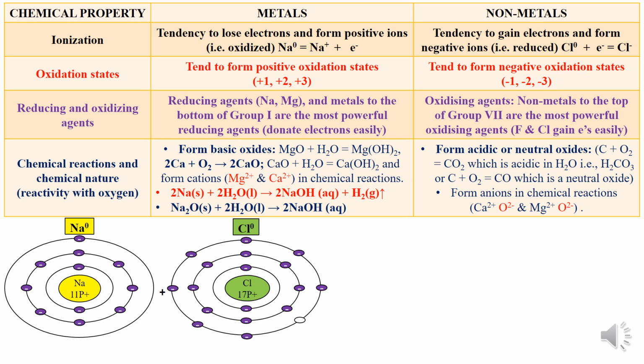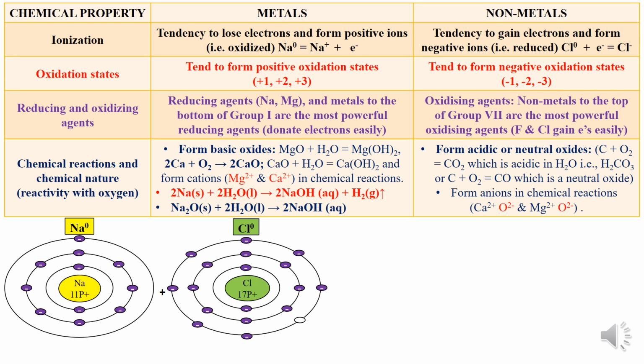Now, metals tend to undergo ionization. So, what is ionization? Ionization is a process involving the formation of ions from neutral atoms. When neutral atoms lose electrons, they form positive ions, and when neutral atoms gain electrons, they form negative ions.